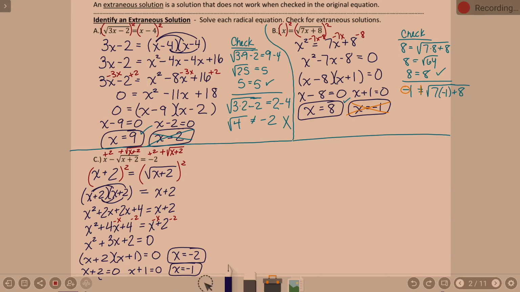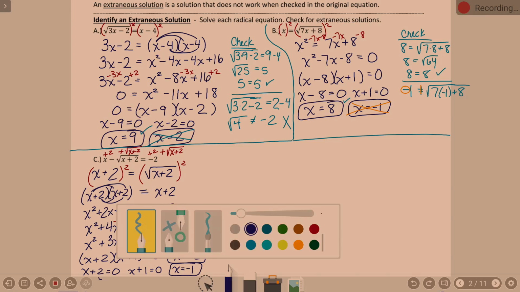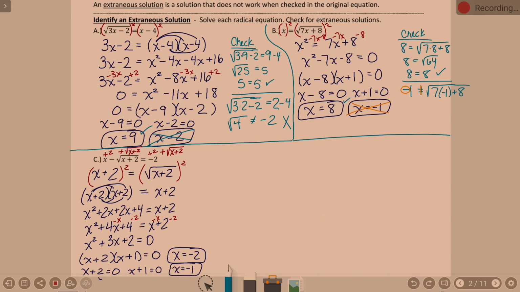Go back into the original problem to try it, folks. Okay, I cannot stress that enough. Go into the original. So if I do a check here, if I use negative 2: negative 2 minus the square root of negative 2 plus 2 equals negative 2. That's a lot of 2's, folks. Negative 2 minus 0 equals negative 2. Does it work?